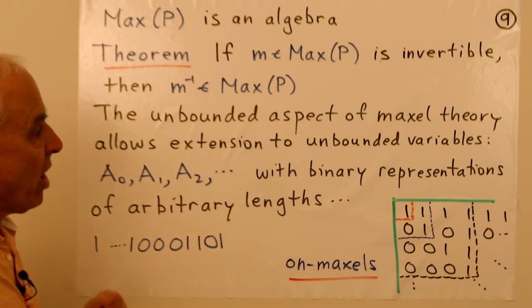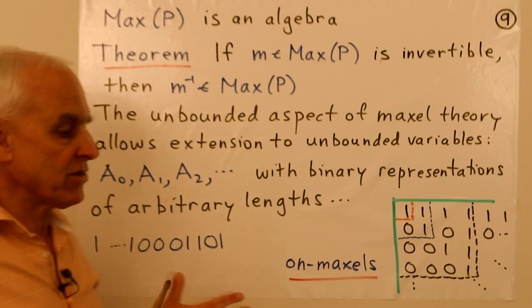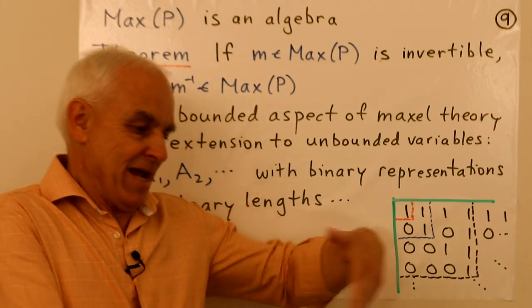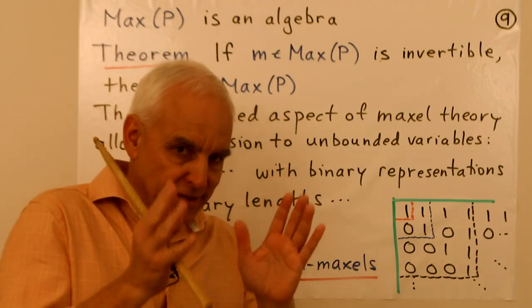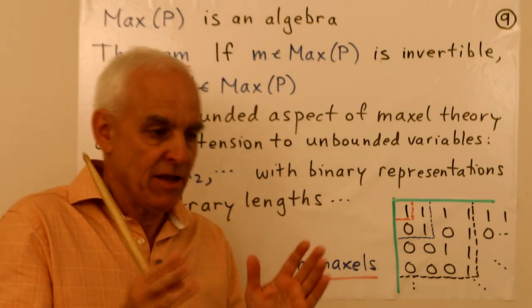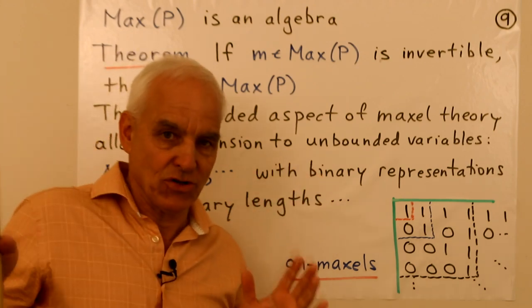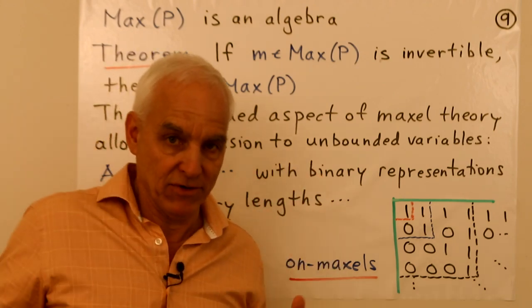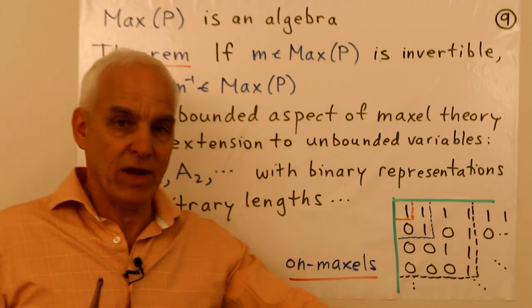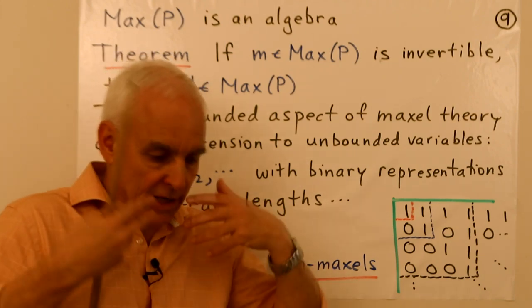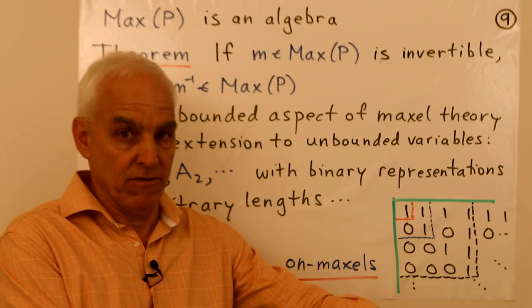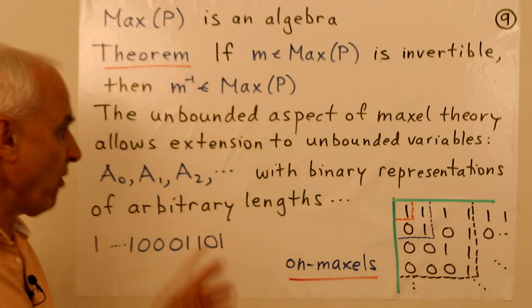Another nice feature of the maxel theory is that it allows us to break the usual bonds of matrices, where you're just dealing with matrices of a fixed size, and the matrices of a certain size don't interact very well with matrices of bigger sizes. So with maxel theory, we transcend all of that, and we get to do arithmetic smoothly and coherently across the entire spectrum of matrices. So a very powerful distinction.